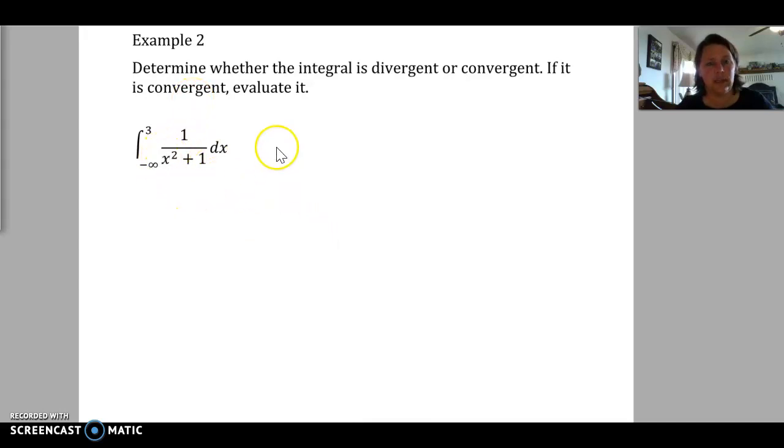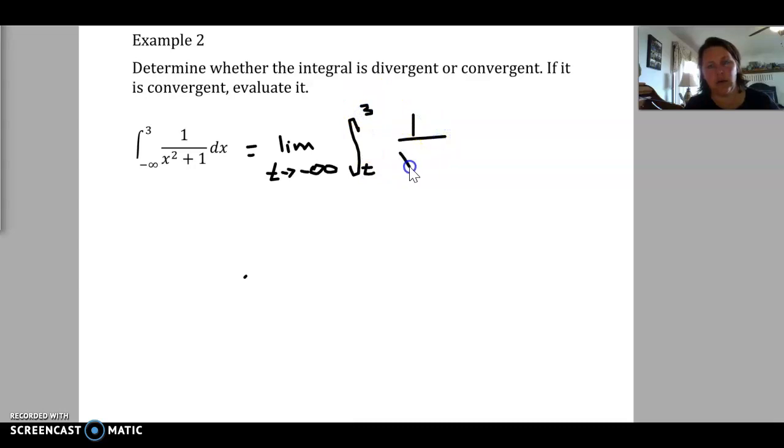Example number 2. We need to decide if this converges or diverges and find the answer. So negative infinity to 3 is what we are integrating for, and 1 over x squared plus 1 is our function. So our problem here is, again, we have an infinity in our integration limits. So let's rewrite that, take that negative infinity out. So we're going to take the limit as t approaches negative infinity. Now we're going to replace that negative infinity with a t, from t to 3 of 1 over x squared plus 1 dx.